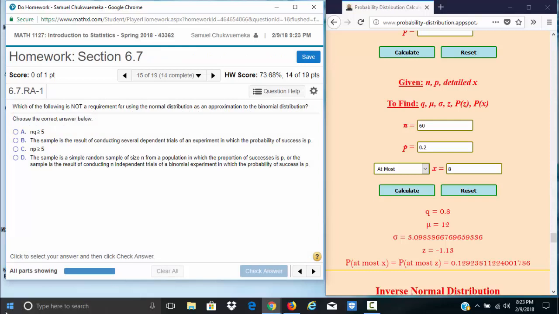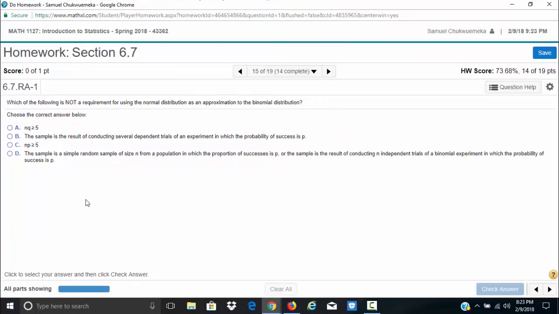Question 15, we are done with the calculations. So let me maximize this. Which of the following is not a requirement for using the normal distribution as an approximation to the binomial distribution? Okay, A is correct. B is the sample is the result of conducting several dependent trials of an experiment in which the probability of success is P. Yeah, probability of success is P, but no, the sample is not several dependent trials, so no.